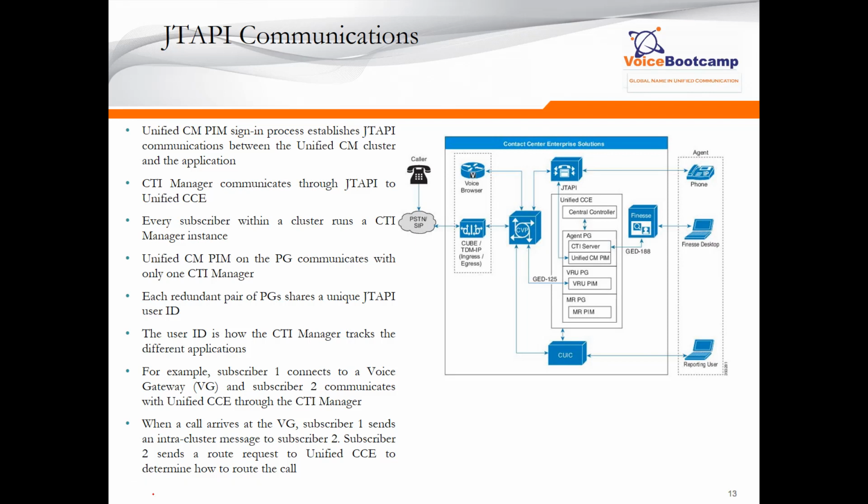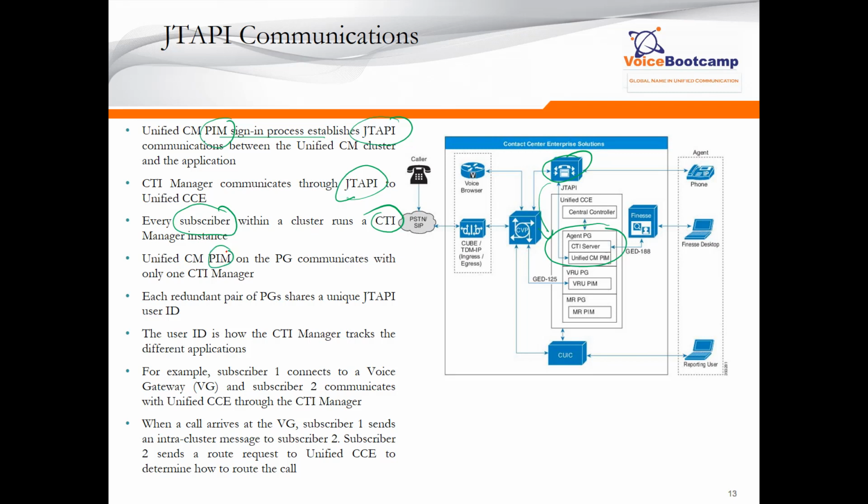JTP is one of the most important communication signaling protocols between the call manager and the PG server. So Cisco Unified PIM, which is a sign-in process, establishes a JTP communication between the call manager and your agent PG. CTI manager communicates with the JTP to the UCCE server. Each subscriber in your cluster, or even including the publisher, has their own CTI manager running.